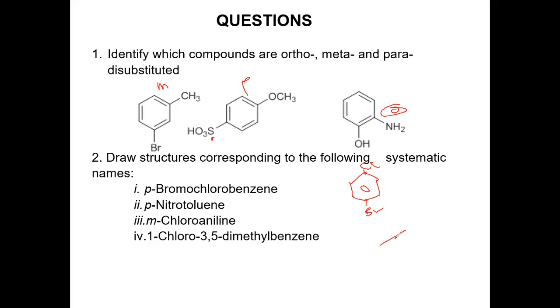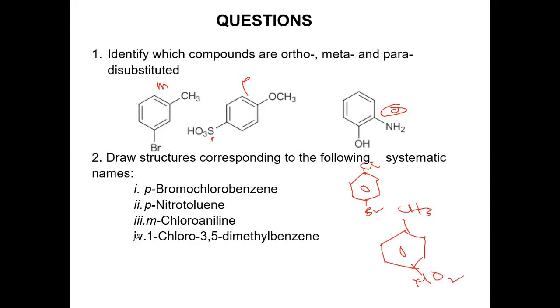Then the next one is toluene, right? So I'll draw my toluene quickly. I always start by drawing the parent. Toluene is benzene with CH3. So this is my toluene. Then they are saying para nitro. So on the para position, that's the 4th position, I'll put a nitro there.